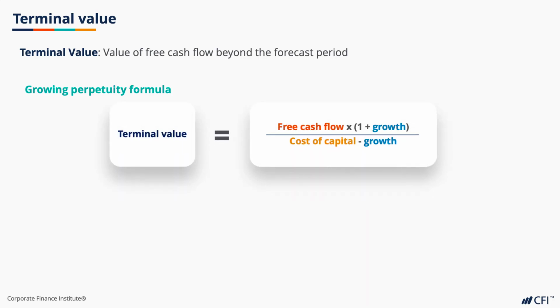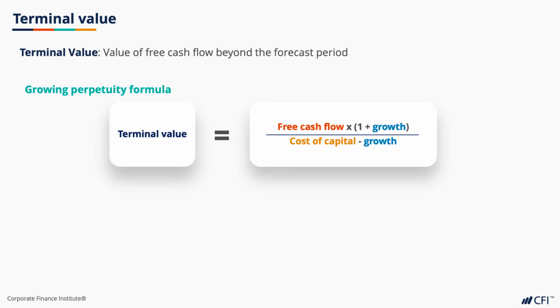This formula assumes that the company operates indefinitely and that it grows at a constant rate forever. So we have to pick a very low growth rate that we believe a company can realistically grow at forever. Typically, this would be somewhere around the GDP growth rate or less than the GDP growth rate for a country. So here's the formula. It's equal to the free cash flow multiplied by 1 plus that terminal growth rate, all divided by the company's cost of capital, which is the discount rate we use, minus that terminal growth rate.